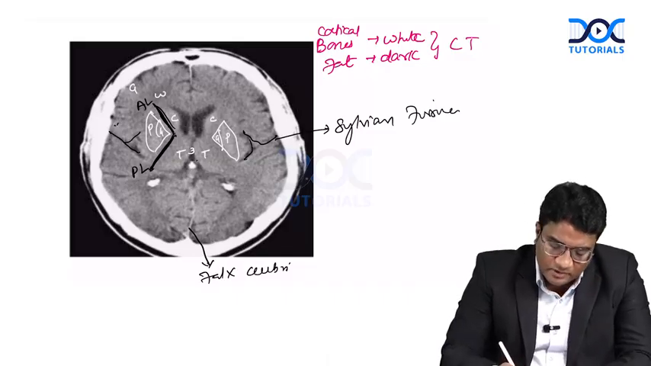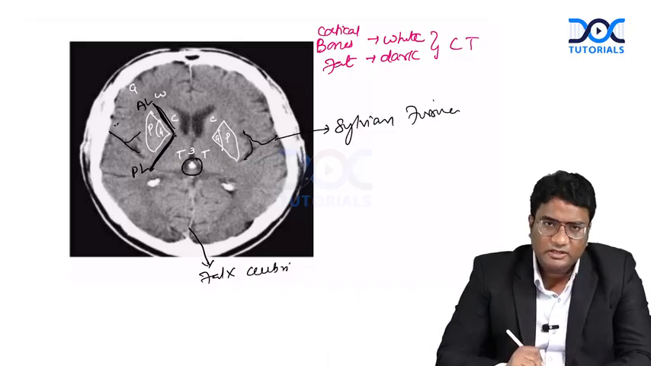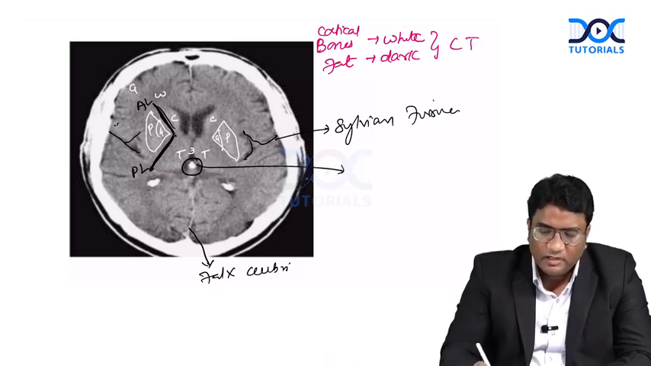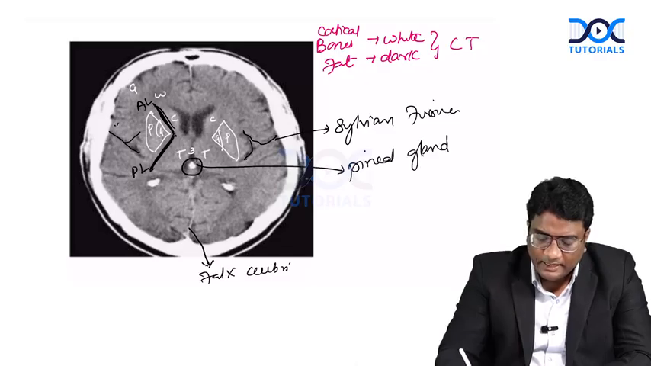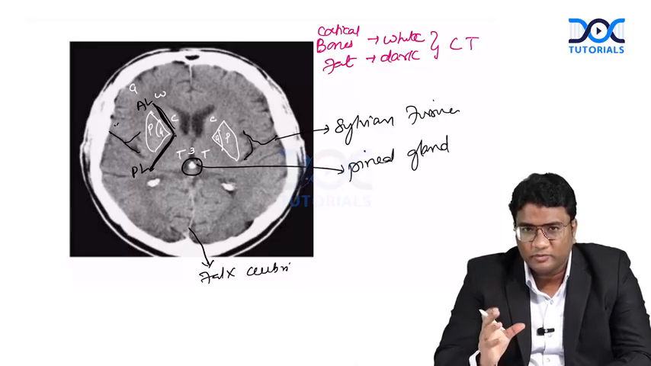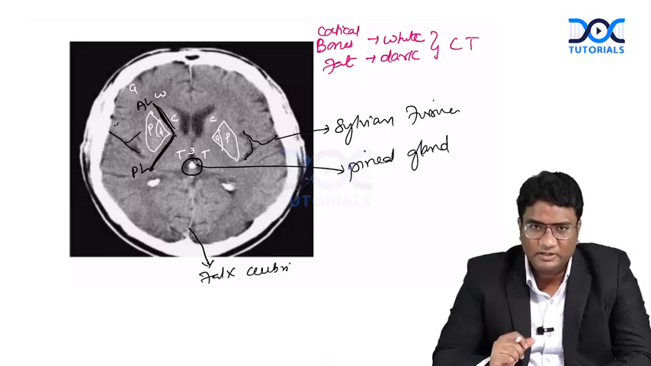And can you see this soft tissue calcification just posterior to the third ventricle? Just posterior to the third ventricle, we have the pineal gland. The pineal gland is normally calcified. Even in young children, when you do a CT scan, you see this calcification in the pineal gland. It's a normal site of calcification.